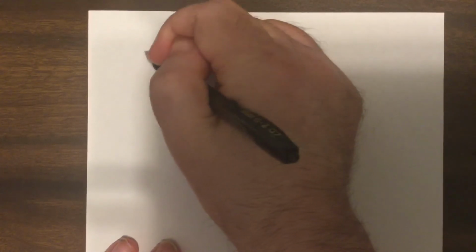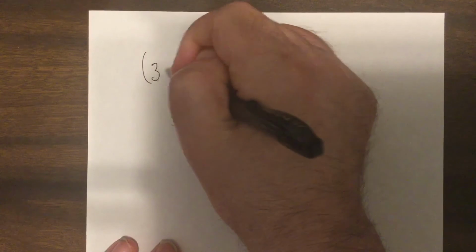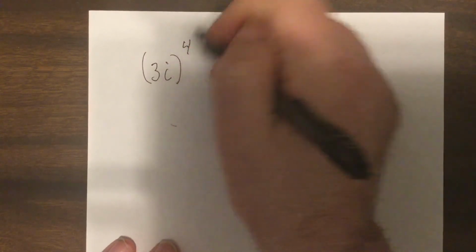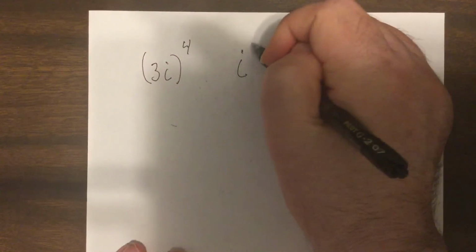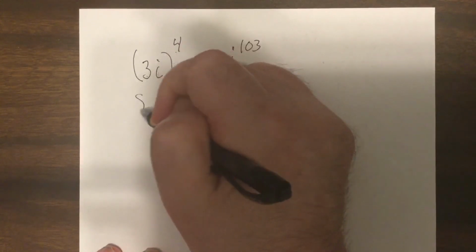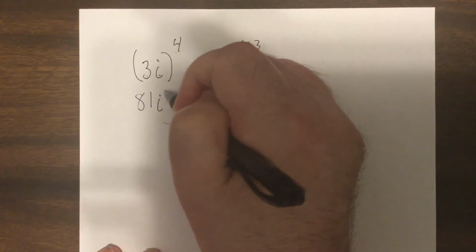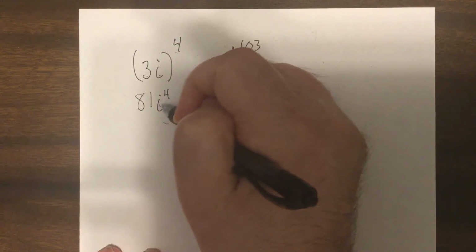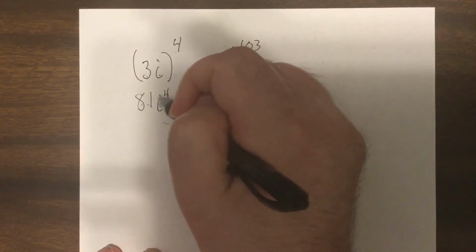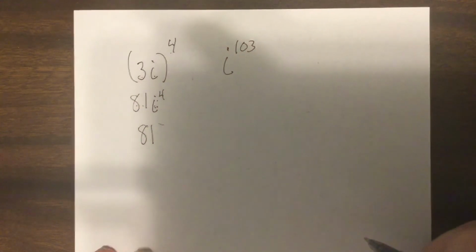So try these two for me. 3i to the 4th and i to the 103. See if you can figure those two out for me, please, and then turn me back on. Okay, 3 to the 4th is 81. i to the 4th, but we know i to the 4th is 1. So 81 times 1 is 81.